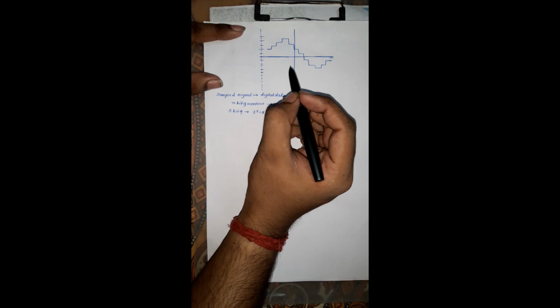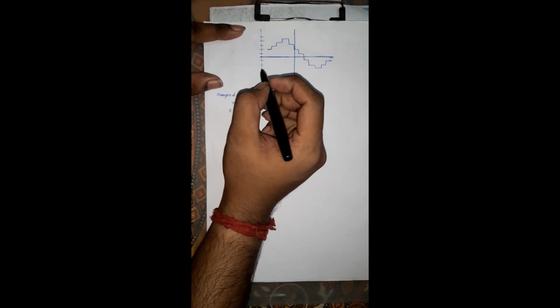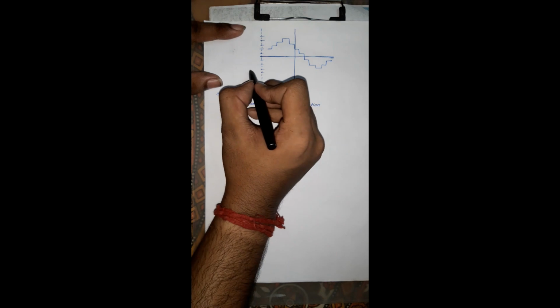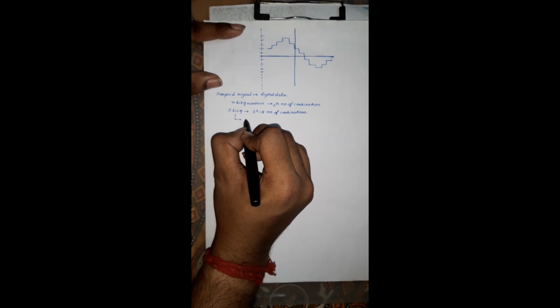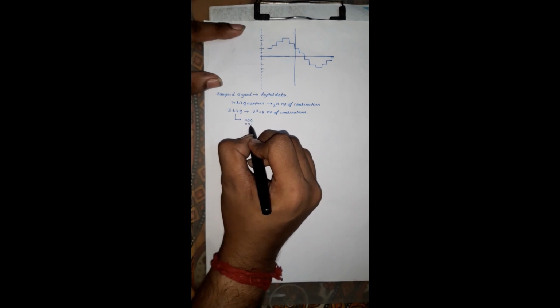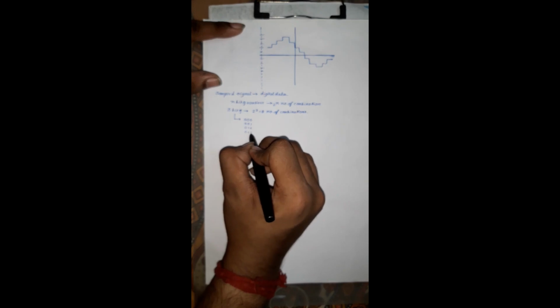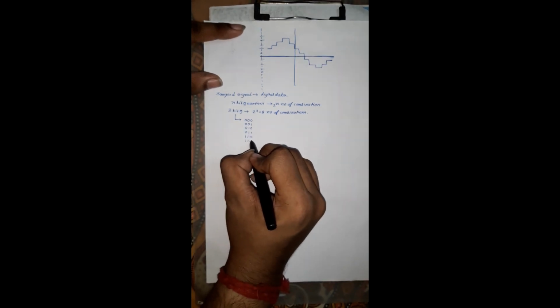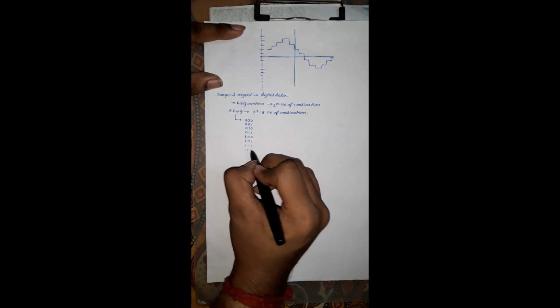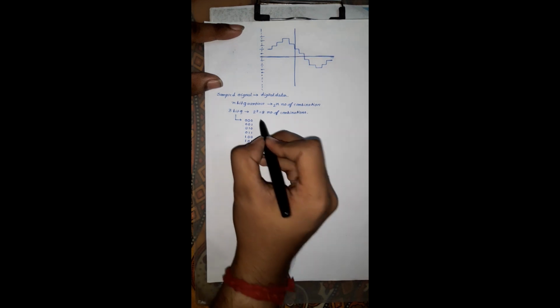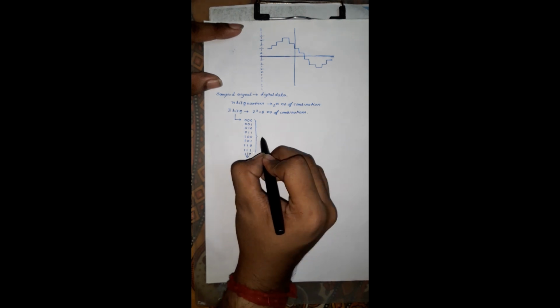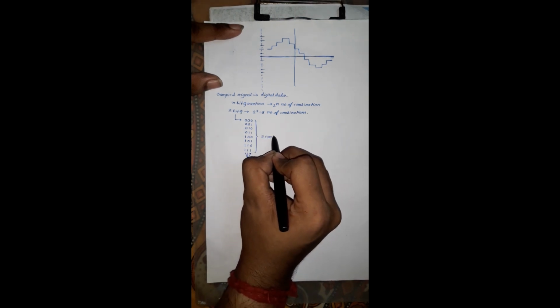Now how is this assigned to these amplitudes? Suppose we are using the 3-bit quantizer. The combinations of data are 000, 001, 010, 011, 100, 101, 110 and 111. A 3-bit quantizer means these are the 3 bits, and these are the 8 possible combinations that we can get.